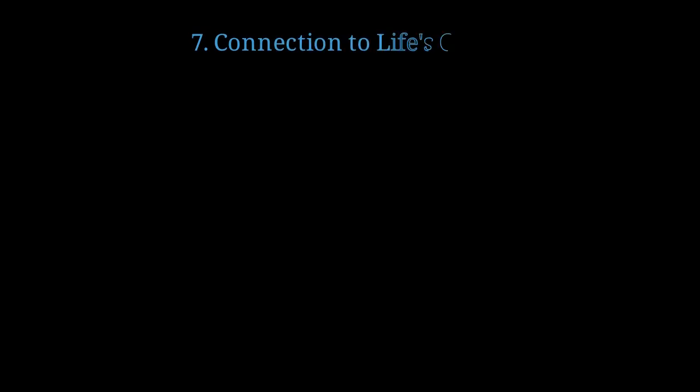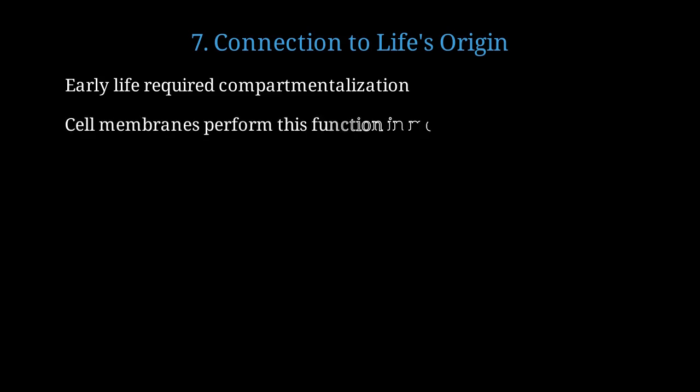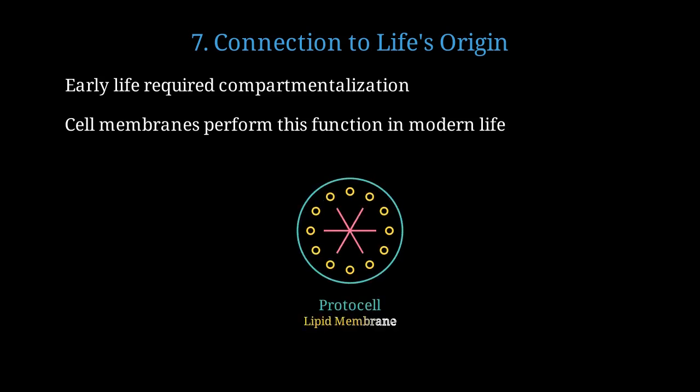Now let's explore why this matters for understanding life's origin. Early life required compartmentalization, separating internal chemistry from the external environment. Cell membranes perform this function in all modern life, but how did the first membranes form? Protocells, the precursors to cells, likely had simple lipid membranes surrounding internal chemistry. If these protocells could divide like droplets, they would have a primitive form of reproduction.